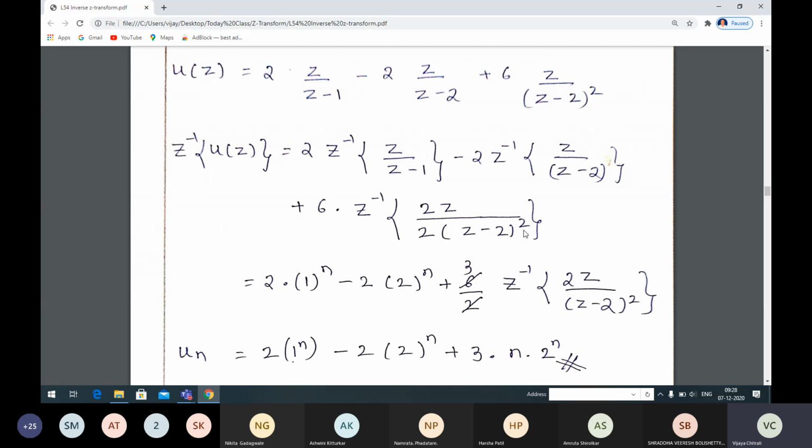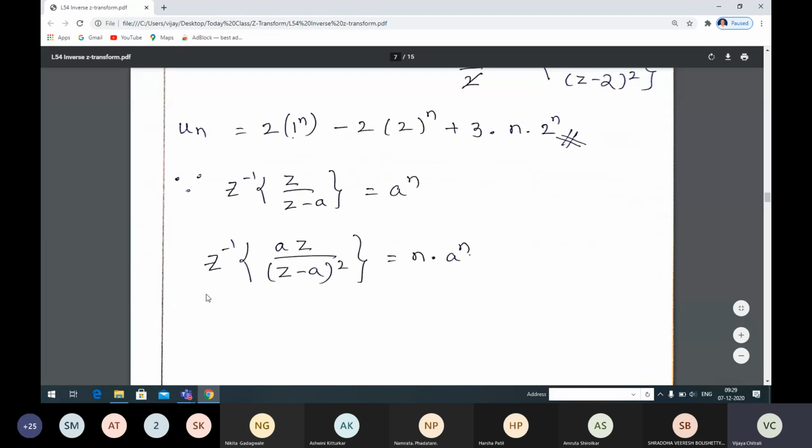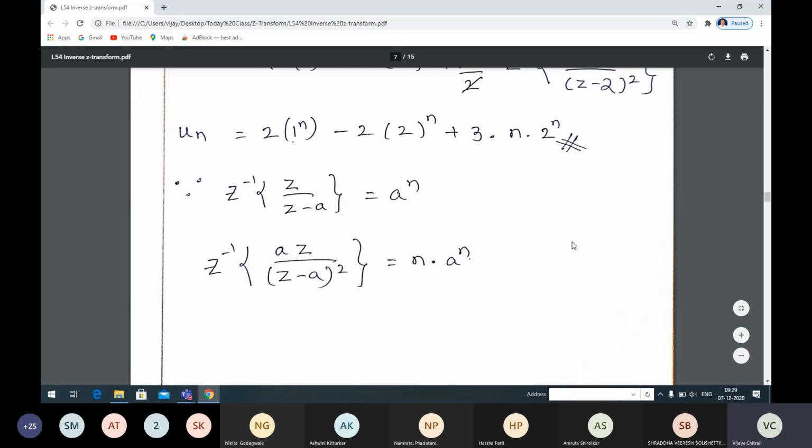Now observe here. This is in standard form, no problem, because z divided by z minus a raised to n, so we can write it. And here we have only the z term. According to this, the inverse z transform of az divided by (z minus a) raised to 2 is n into a raised to n. Means we have only the z term, so we want this a term.